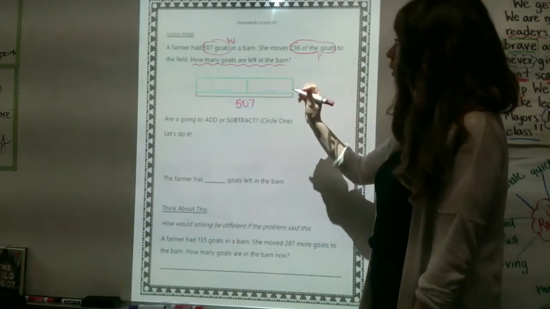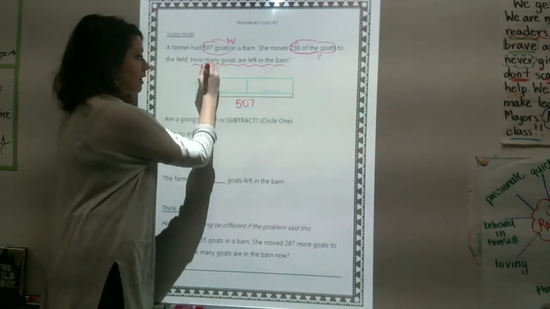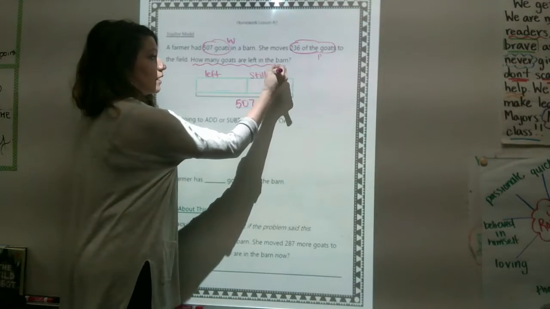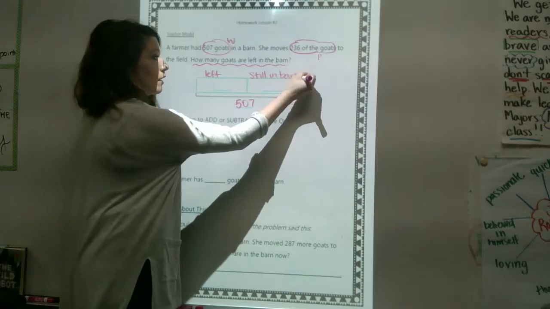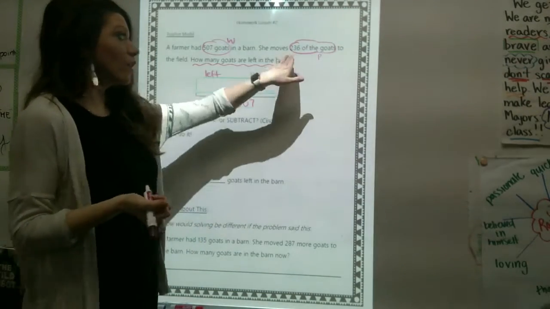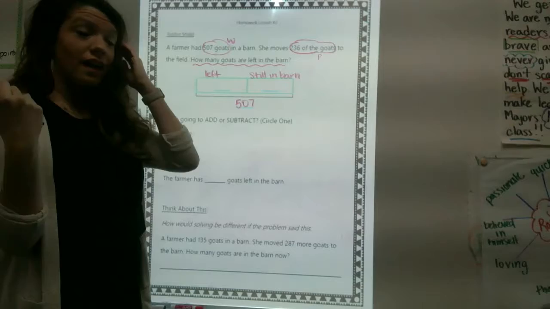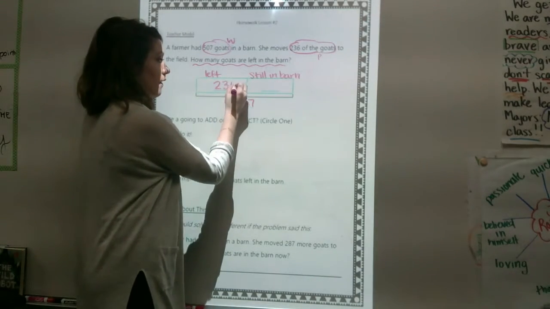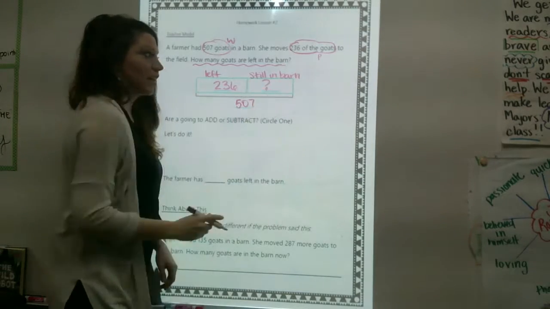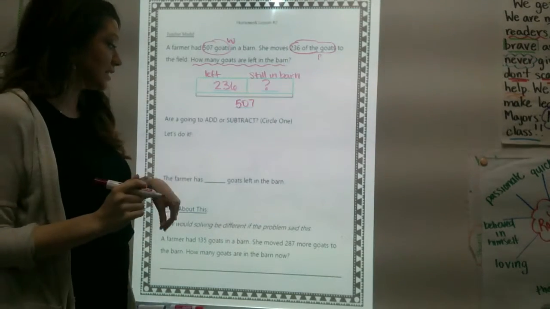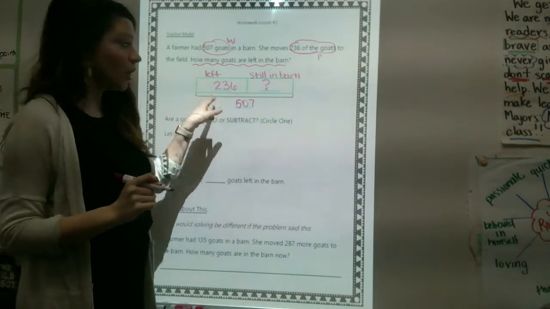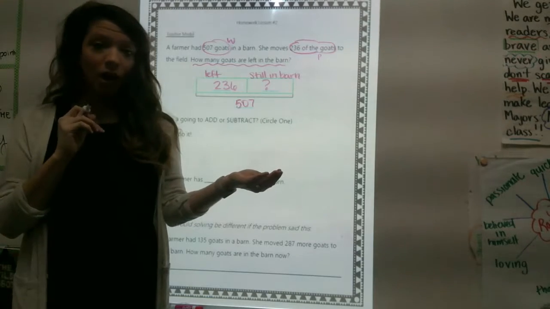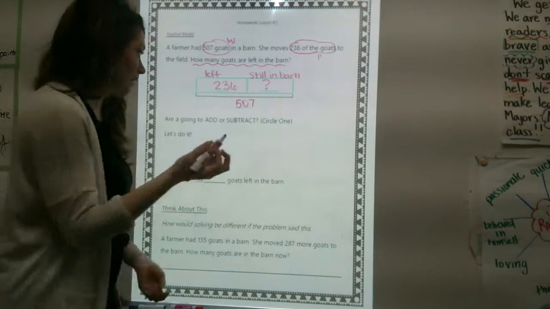Now, I know that part of the goats left the barn, and part of the goats are still in the barn. And the part that I know are the goats that left the barn. So these are the ones that went to the field, so I'm going to put this part here. And this is the part that I'm going to have to figure out. So what I see here is that I have a part and a whole. And I know when I start with a whole and I take away a part, I find the other part. So I'm going to have to subtract.